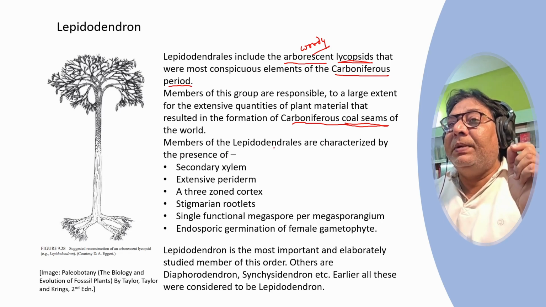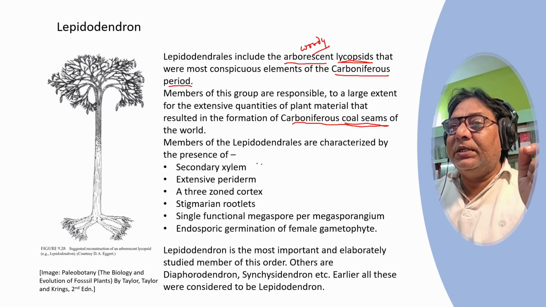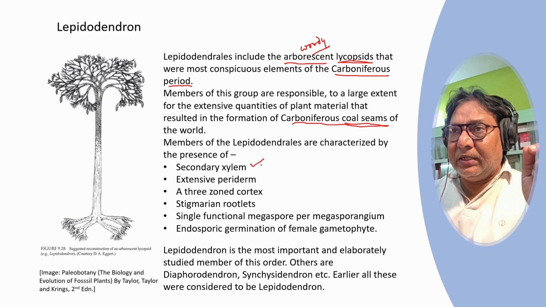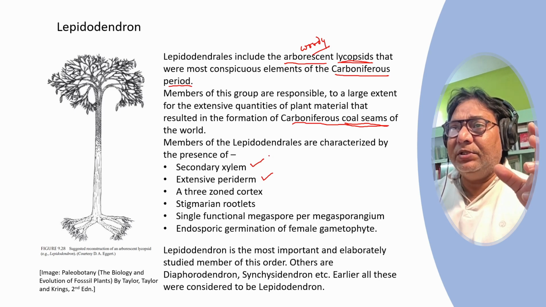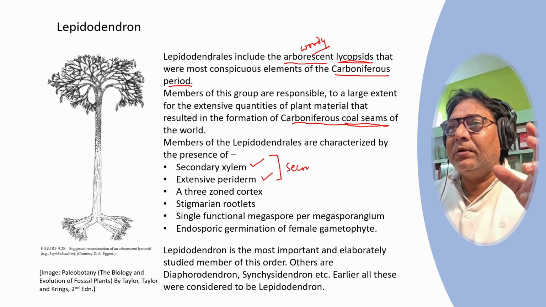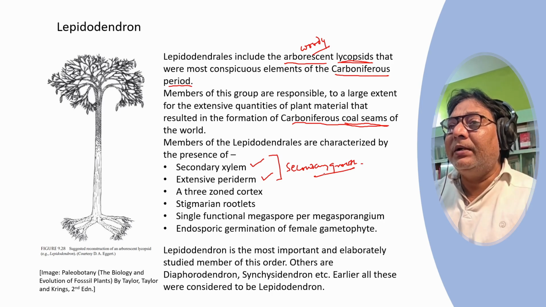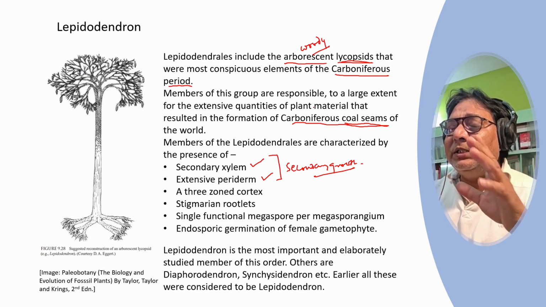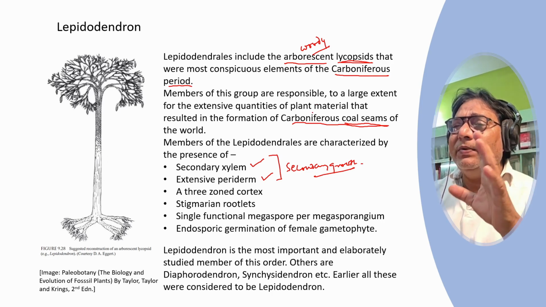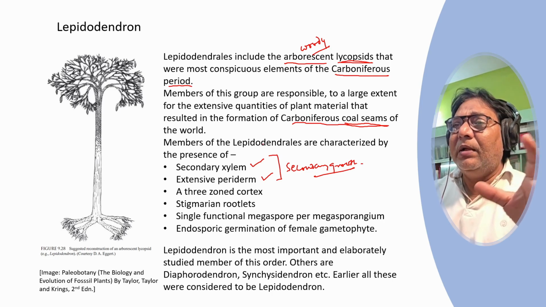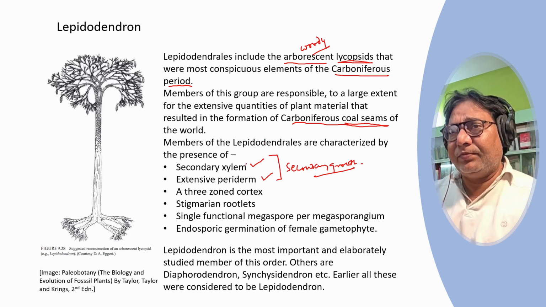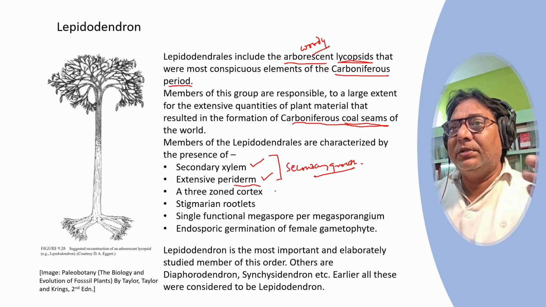Remember that. Members of the Lepidodendron are characterized by the presence of secondary xylem, quite a good amount of secondary xylem, and extensive periderm. That means secondary growth used to take place. These are the results of secondary growth. Those plants that we talked about, Rhynia, Zosterophyllum, did not show any secondary growth. Their stele was protostelic in nature. Here the stele will become siphonostelic, also protostelic, but they will produce secondary xylem. As well as the periderm, which is extrastelar secondary growth.